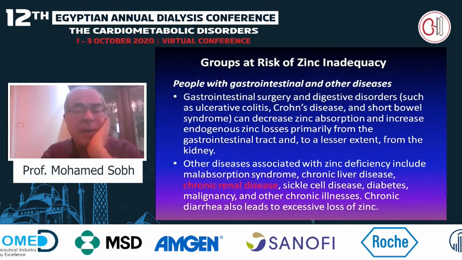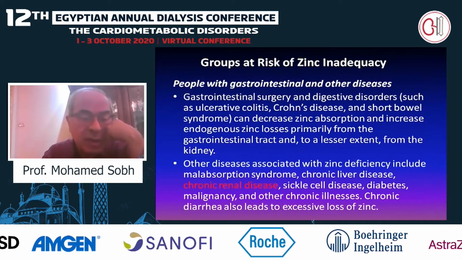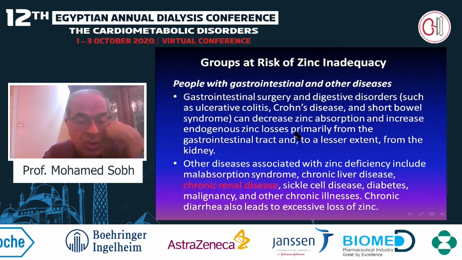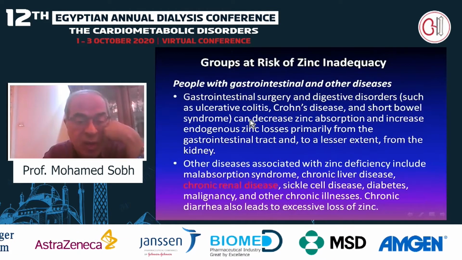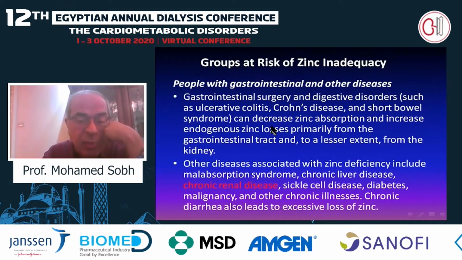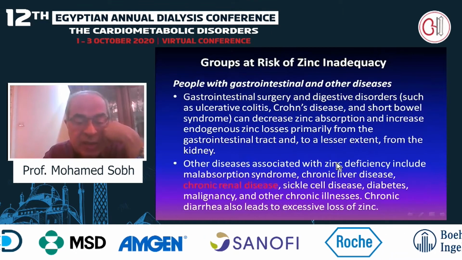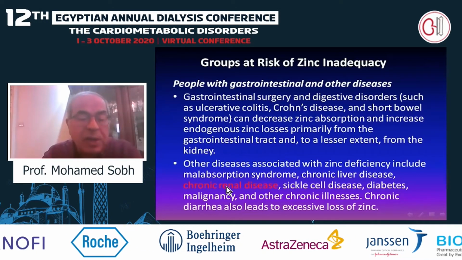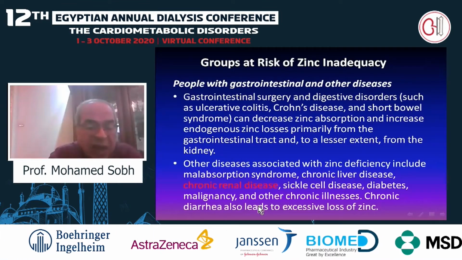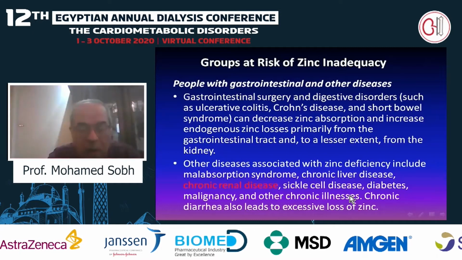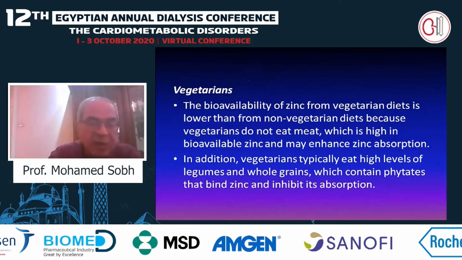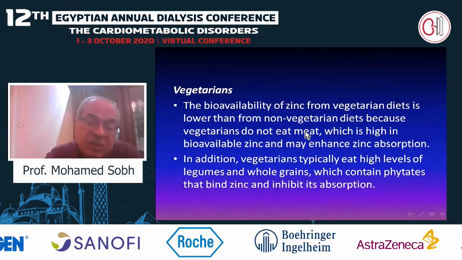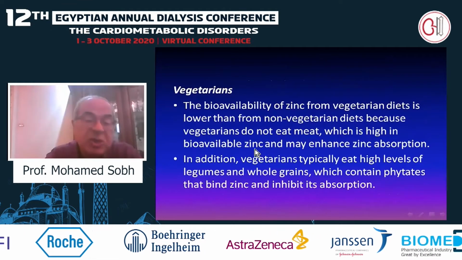Are there a group of people who are more susceptible to zinc inadequacy? Yes. People with gastrointestinal problems such as gastrointestinal surgery, digestive disorders such as ulcerative colitis, Crohn's disease, short bowel disease, all these people are liable to hypozincemia. Other diseases as well, such as malabsorption syndrome, chronic diarrhea, chronic liver disease, chronic renal disease, sickle cell disease, diabetes, malignancy, and other chronic illness, all can be associated with zinc deficiency. Vegetarians are liable to zinc deficiency, since we know zinc is more in meat and fish and so on.